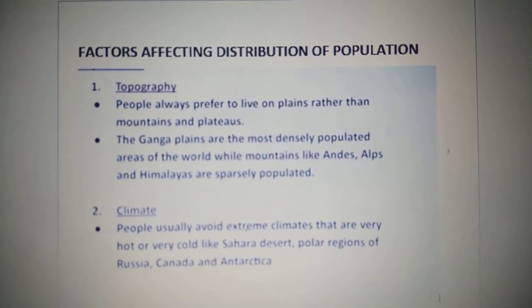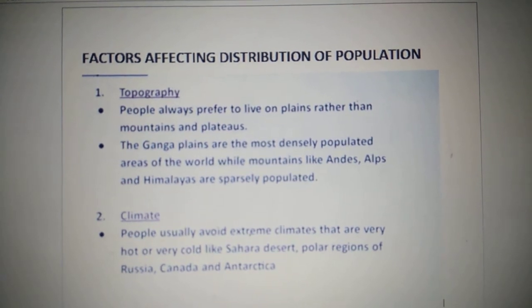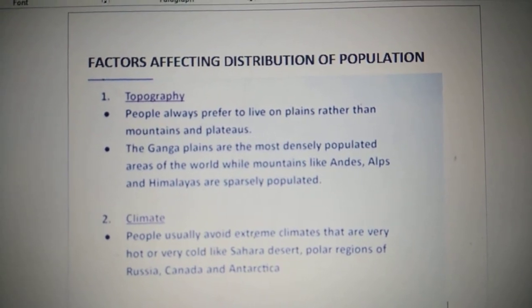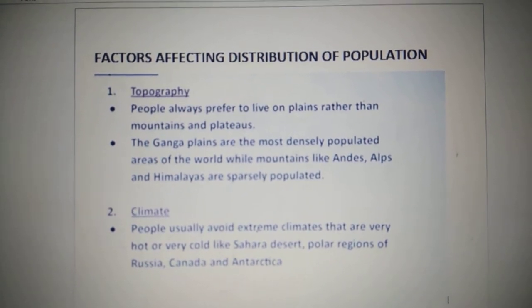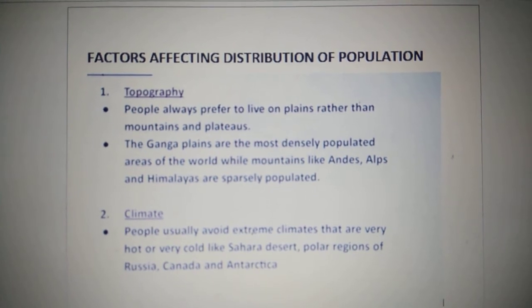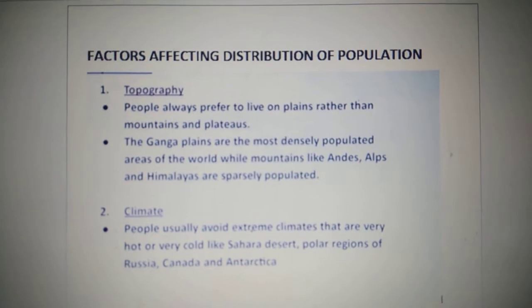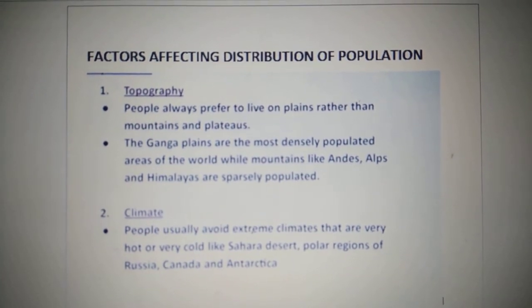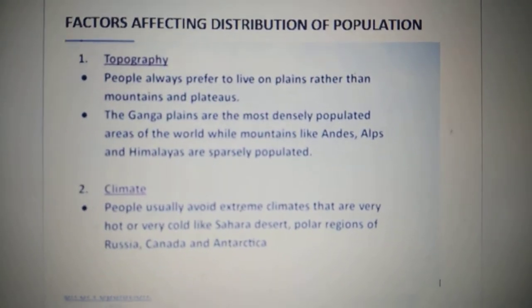So people always prefer to live on plains rather than on mountains and plateaus, because these areas are suitable for farming. Since it is flat land, it is suitable for farming, manufacturing, and other service activities. The Ganga plains in India are the most densely populated area in the world, while mountains like Andes, Alps, Himalayas are sparsely populated.